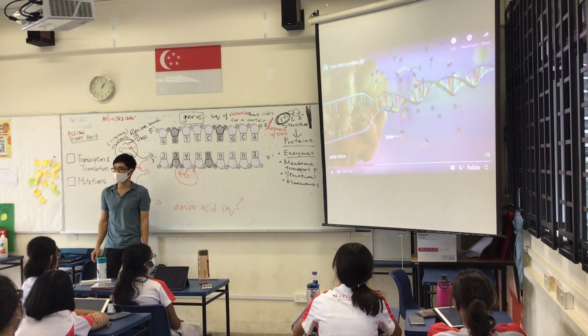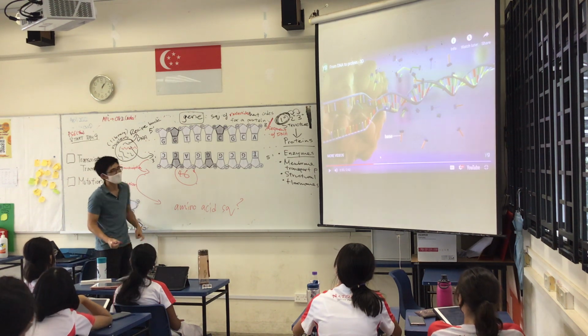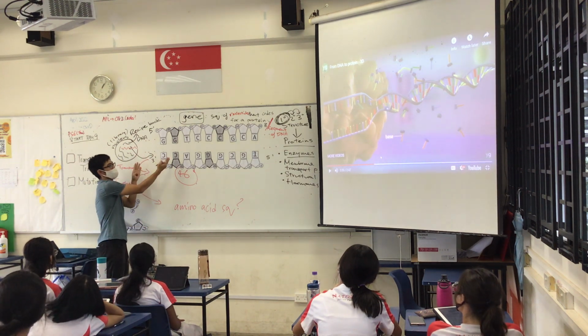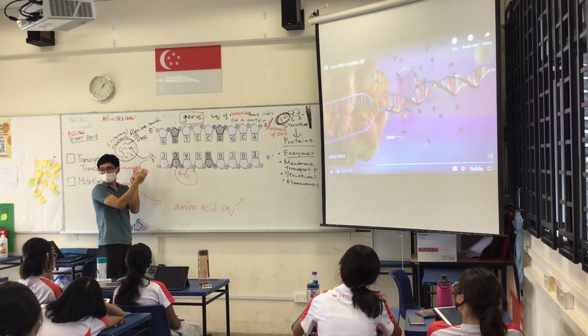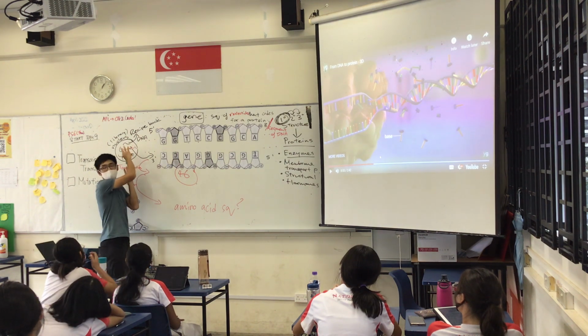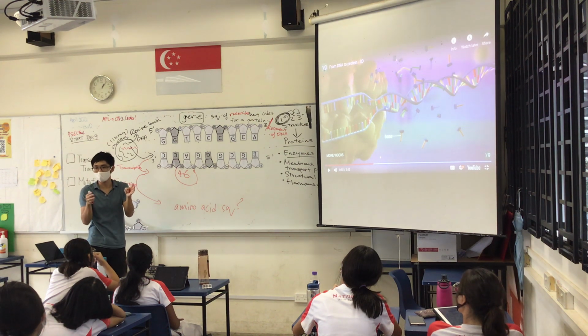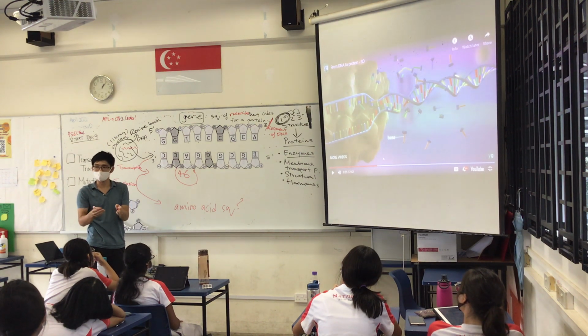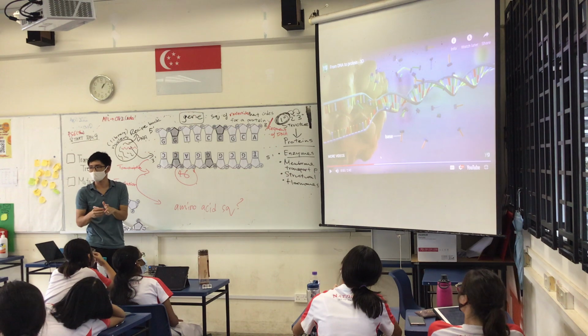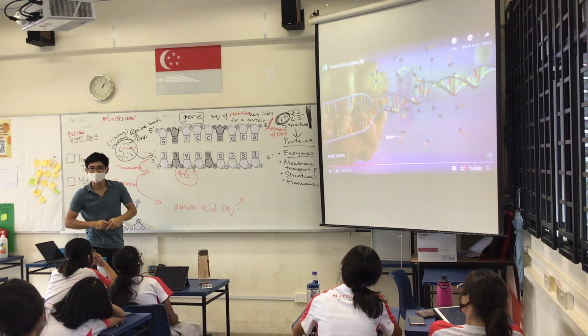How does it know where to start? In university, you will learn that right before the gene, there is a special sequence that the enzyme can recognize, and know that this is the start. There's a special sequence, and you will learn that special sequence when you go to university.